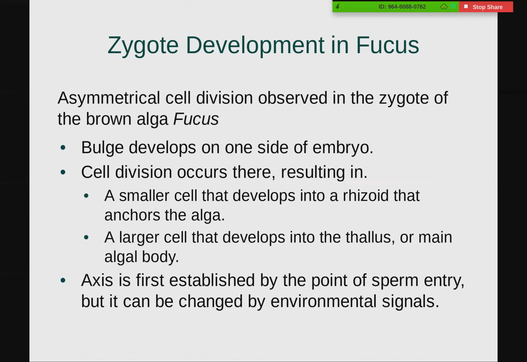So we're going to talk about a really interesting process in Fucus. So it's a brown algae. Now, the development of the zygote in Fucus actually is a result of asymmetrical cell divisions. What ends up happening, we have a bulge developing on one side of the embryo where cellular division occurs, resulting in a smaller cell that develops into a rhizoid that anchors the algae, and then the larger cell that actually develops into the thallus or the main algal body.